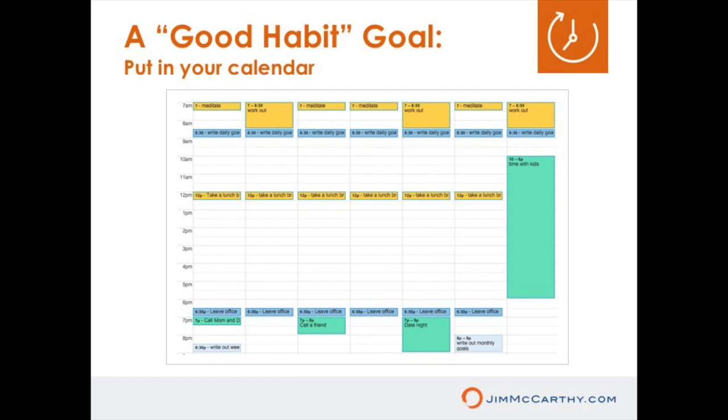So, for example, for a good habit goal, what you can do is put in your calendar what you do. You can put in your calendar, have lunch every day at 12:30, or leave the office so I can have dinner with my family and children every day at 6:30, or work out every morning, or meditate every morning at 7:30. Whatever it is, call your mom and dad once a week just to tell them you love them, right? Whatever it is, you can put it in your calendar, especially if it's a good habit goal. And this is a way to operationalize and prioritize on your calendar what's really important.